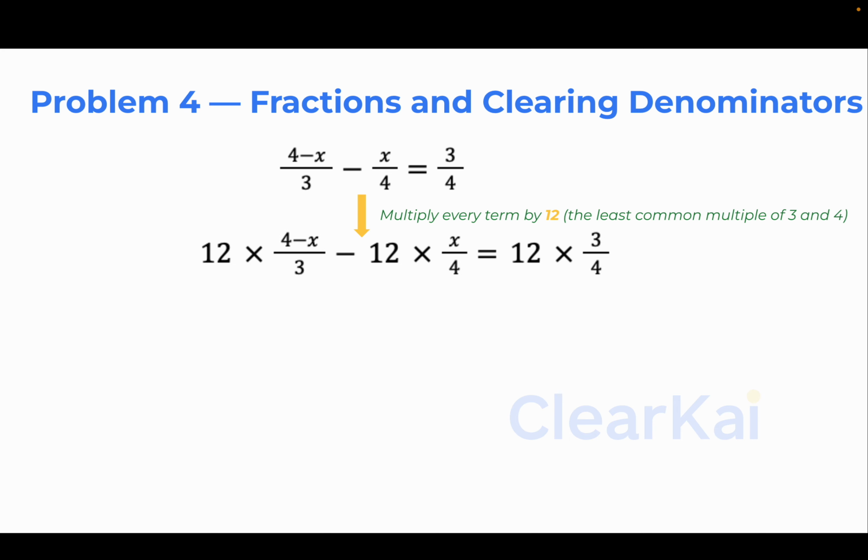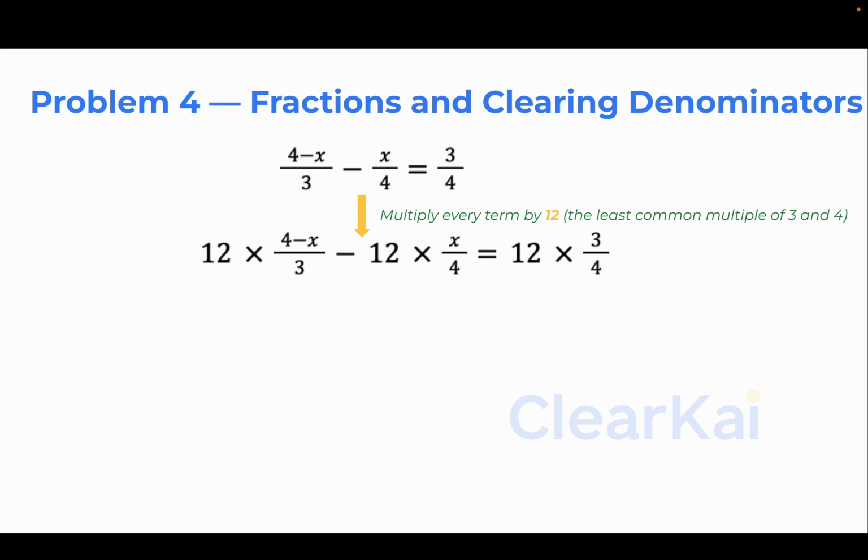Now let's look at problem 4, fractions and clearing denominators. We start with 4 - x/3 - x/4 = 3/4. When we have fractions with different denominators, the easiest way to make life simpler is to clear the fractions altogether. To do that, we multiply every term by the least common multiple of the denominators. In this case, 3 and 4, the least common multiple is 12. So we multiply everything by 12.